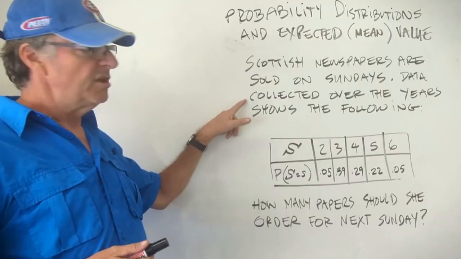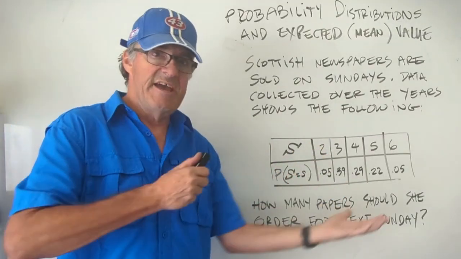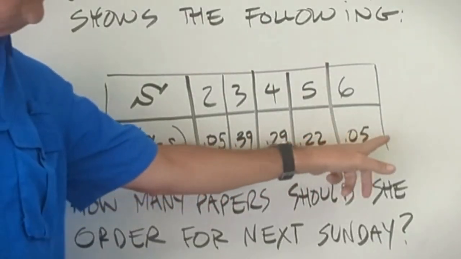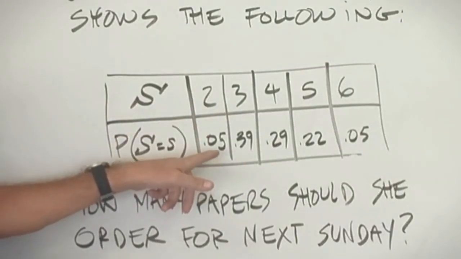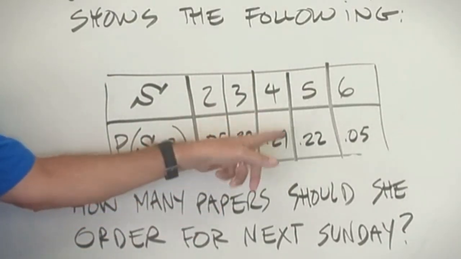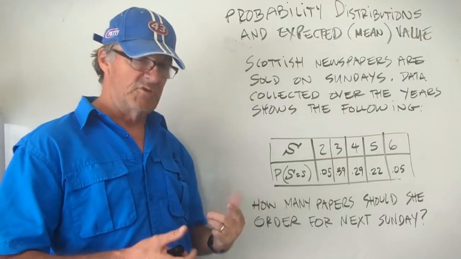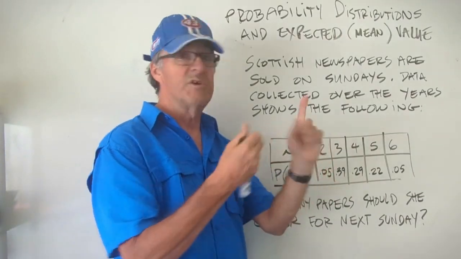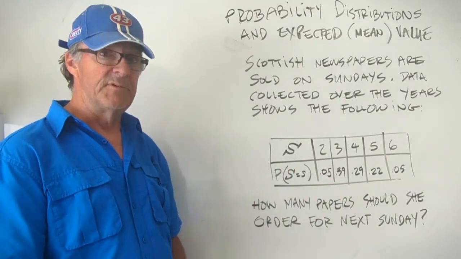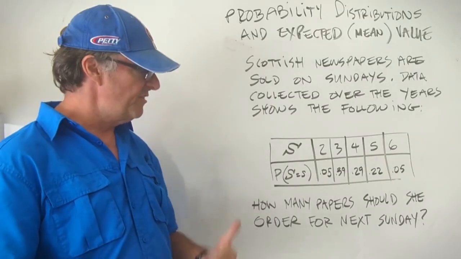So data collected over the years shows the following. So I'm a savvy math guy, even though I sell newspapers. So I looked up all my data and I found out the probabilities. The probability I'm going to sell 2 papers is 0.05, 5%. The probability that I'll sell 3 papers is 0.39, 4, 0.29, and so on. So these are my discrete random variables. Will I sell 2 papers, 3 papers, 4 papers, or 5, or 6? And here are my probabilities that I will sell that number of papers. Now, if you've already looked at these, you know these add up to 1, so we're good with that.